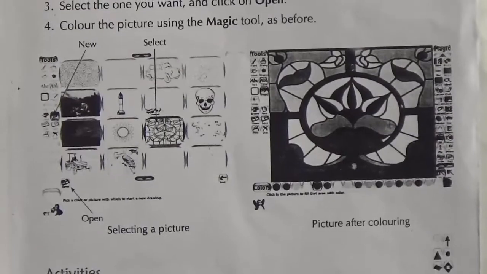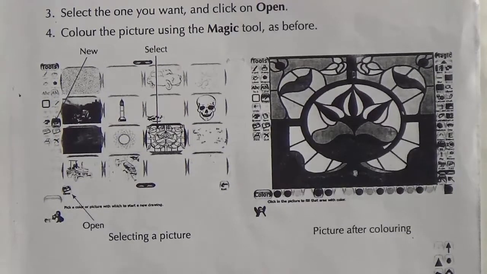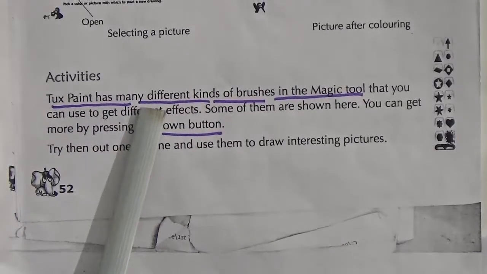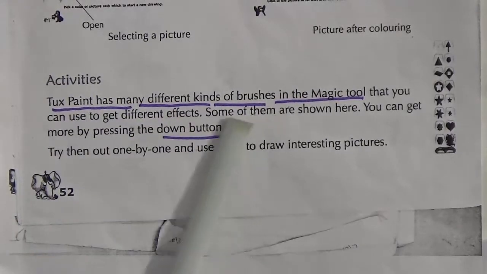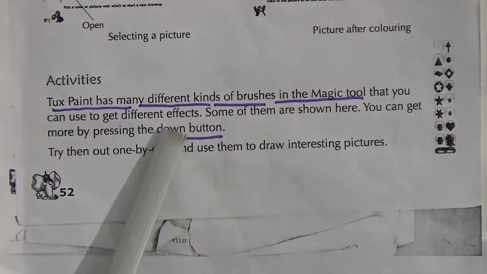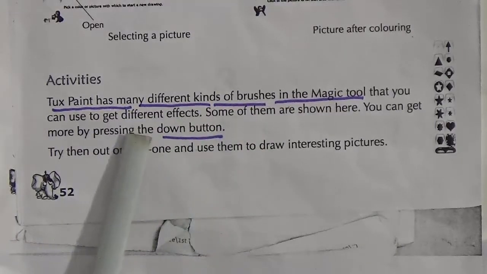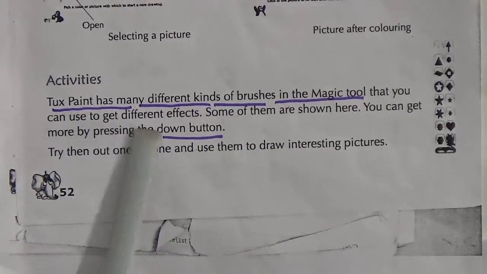So the last part of this chapter, activities. The task pane has many different kinds of brushes in the magic tool that you can use to get different effects. So if the question comes as, the task pane has dash different kinds of brushes, the answer will be many. If the question comes as, the task pane has many dash kinds of brushes, it will be different. So in both ways the MCQ can come.